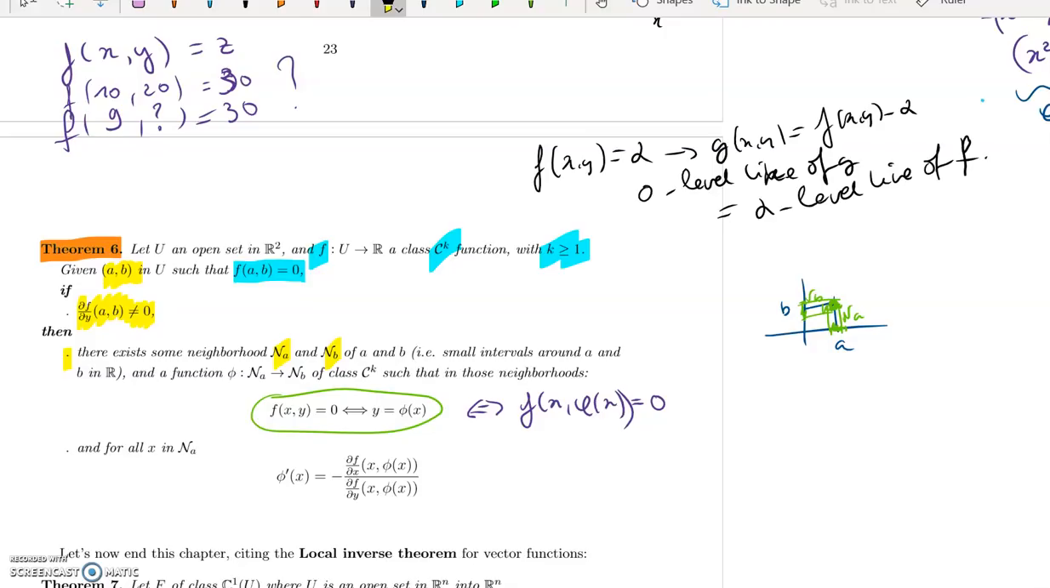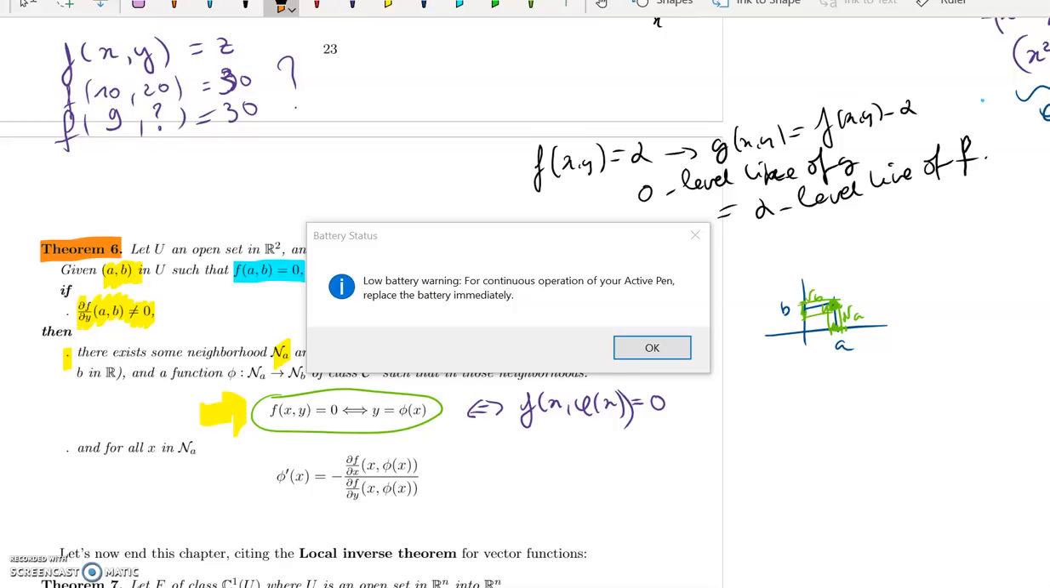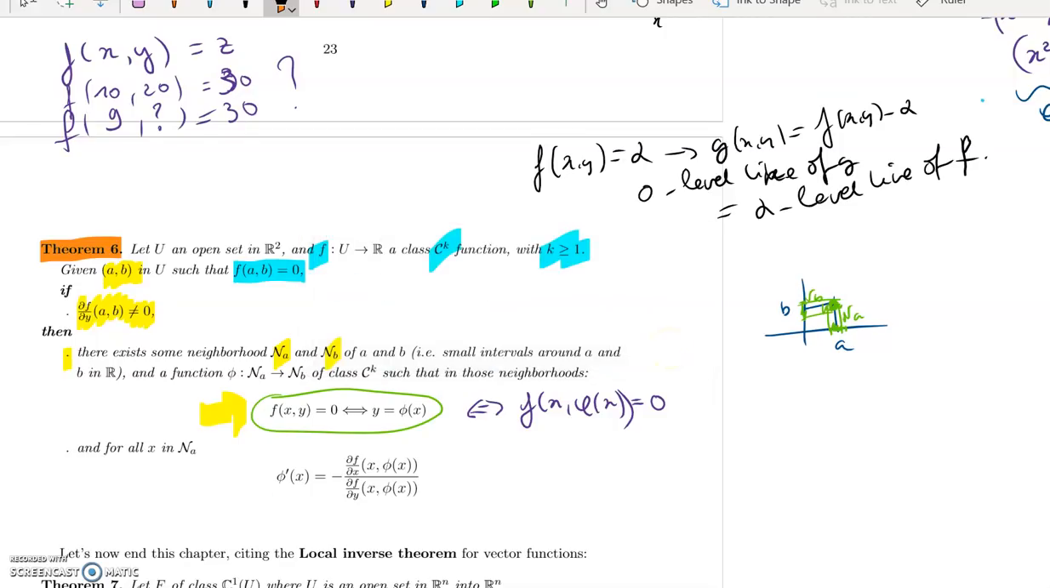The first part here gives you existence of that implicit function, and this second part gives you a bit more information, although we may not be able to find its formula like what we did in the first example above about the circles. We will be able to find the slope of the tangent of that curve, so phi prime of x, for all x in that neighborhood.